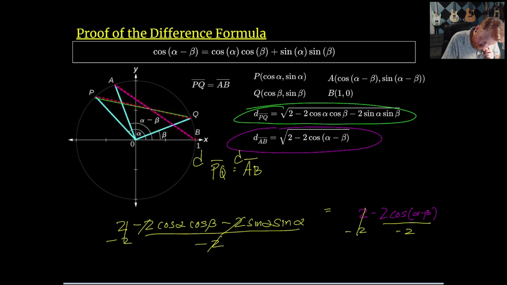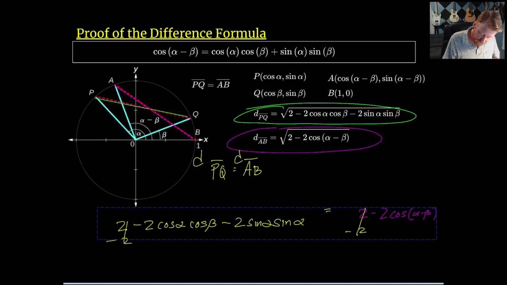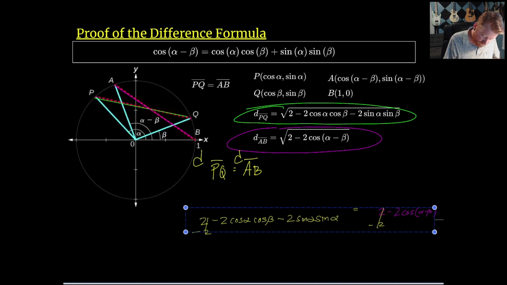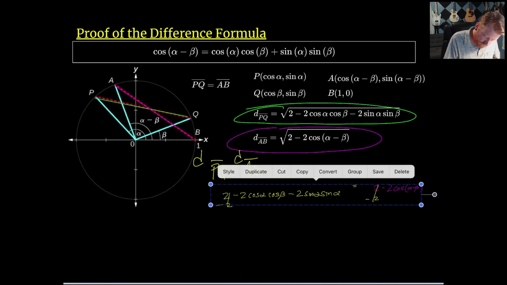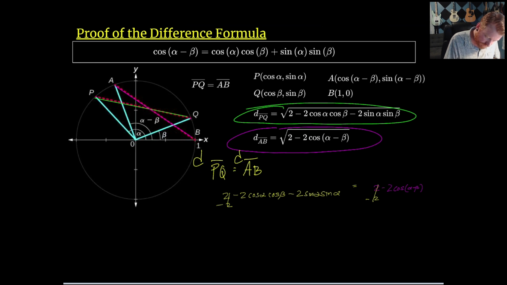And that negative 2 is canceling. In fact, maybe I should do this in a little bit more of a legit way. I don't want to skip steps here and lose us. So let me move this up now that I've subtracted 2 from both sides. Let's get rid of this. Oops.